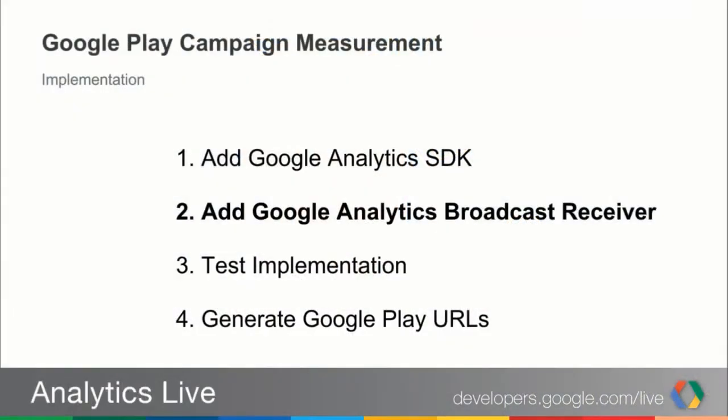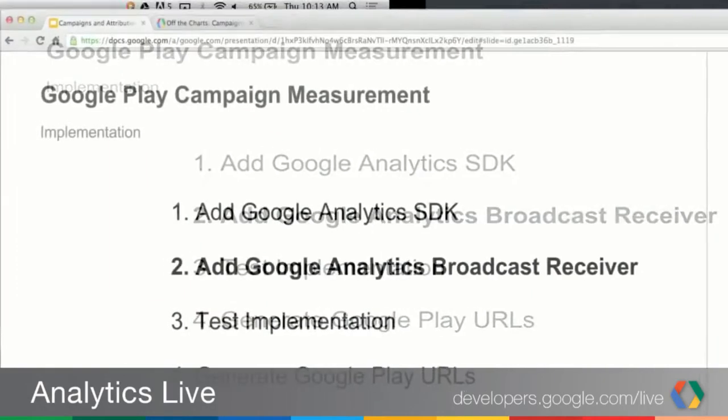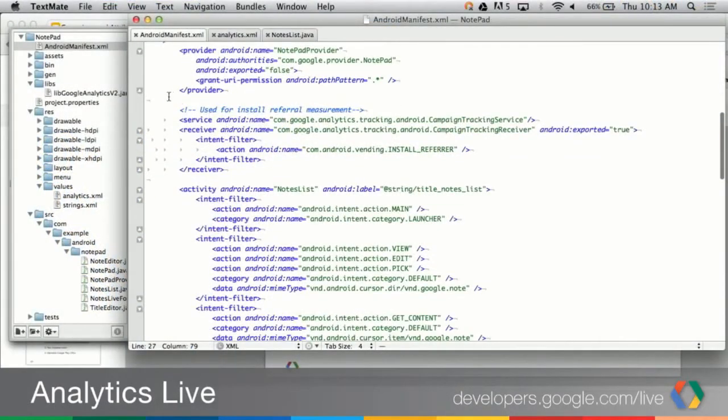So once the SDK is implemented, however you're going to do that, the next step is to make sure that the broadcast receiver actually gets implemented as well. This is going to be the receiver that takes that install referrer intent that the Google Play Store is going to send to your app. So really quickly, what that's going to look like. If we go to the Android manifest file, you can see I've already added it here. You can get this from the developer site, or it's in the Javadoc as well. But basically, it's a service and the receiver.